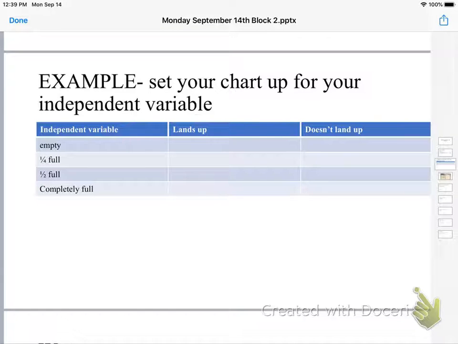Now the second column, everyone's going to have lands up and doesn't land up, because when we actually do our investigation tomorrow, I will do like 10 bottle flips with it empty, and I will record my data of how many landed and how many didn't land. And then I'll do the same thing for a fourth full, a half full, completely full, and I will fill in my data chart. So go ahead and pause the video and make your data chart based on your independent variable.